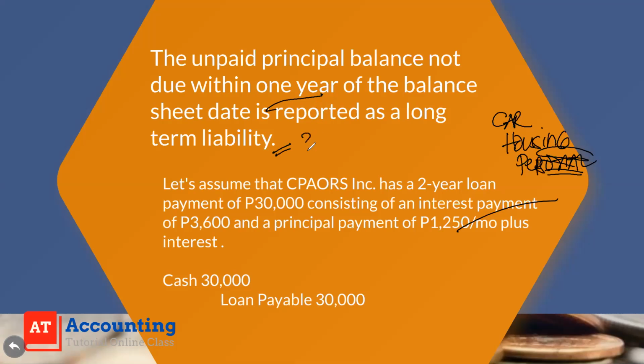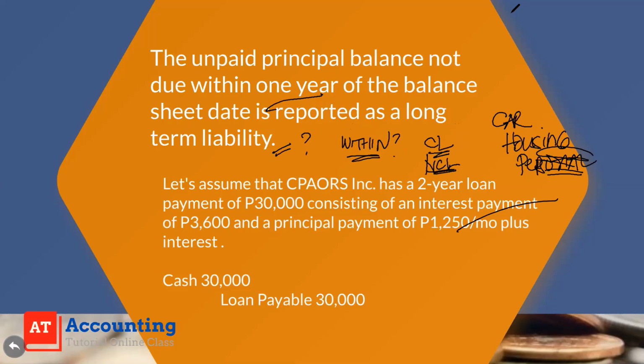Question: what if there is an unpaid principal balance that will be due within 1 year? What will happen? Definitely it's going to be classified as your current liability. So that's why loans payable can either be part of current liability or part of non-current liability.